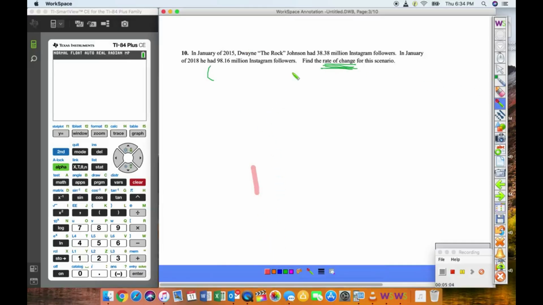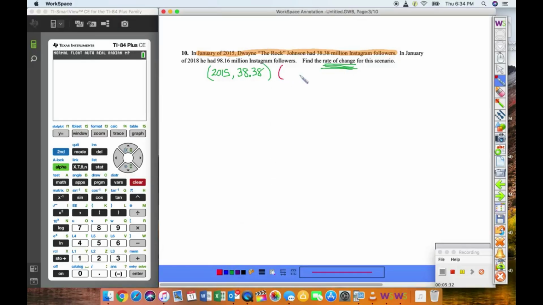Let's change the highlighter to orange. In this first bit of information, I need a time first. Time is usually your X value. So in 2015, and we were in January of 2015, and so was the other information, so we can just use the year 2015. He had 38.38 million Instagram followers, so I can just use that decimal.